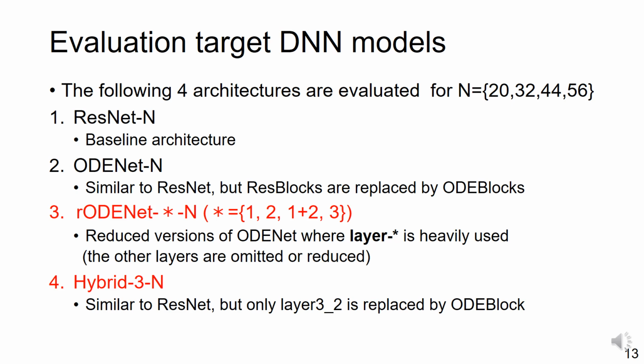The latter is an architecture that replaces only Layer 3_2 of ResNet with ODENet. Unlike Hybrid, rODENet has several variations. rODENet-1 and rODENet-2 are architectures in which Layer 1 and Layer 2 are implemented in the PL part, respectively. In rODENet-1+2, both Layer 1 and Layer 2 are implemented in the PL part.